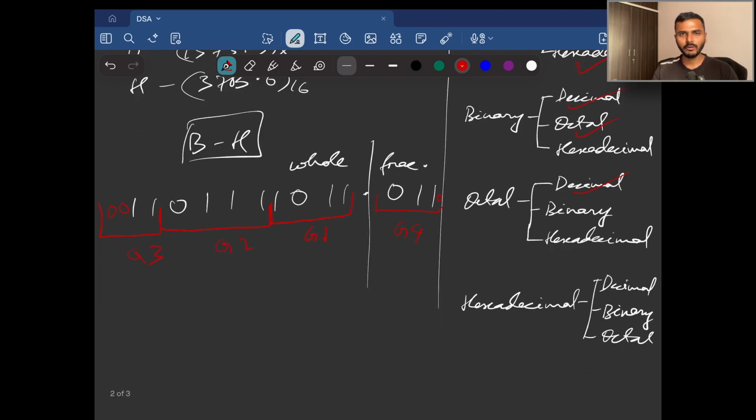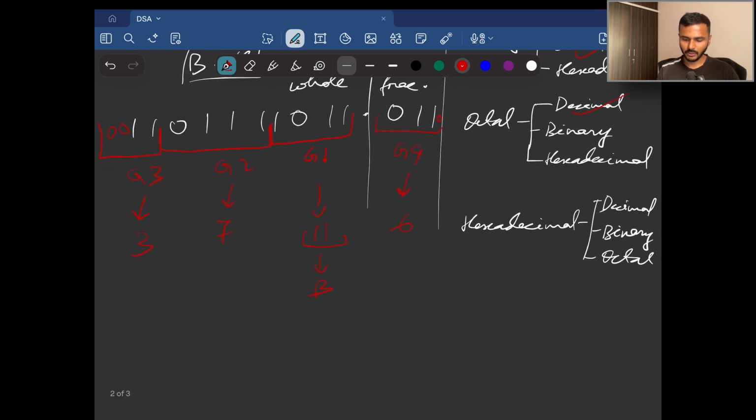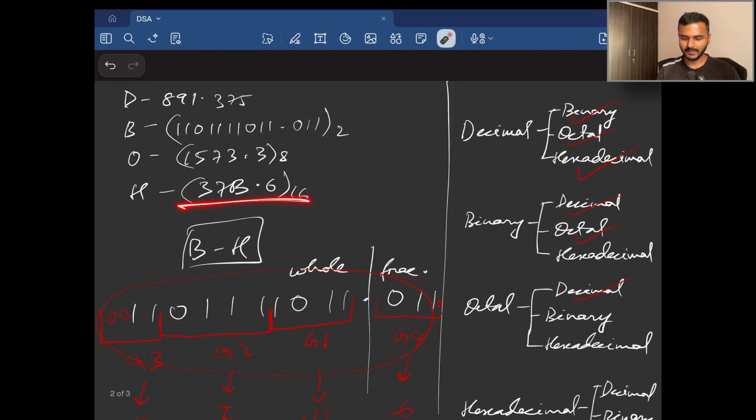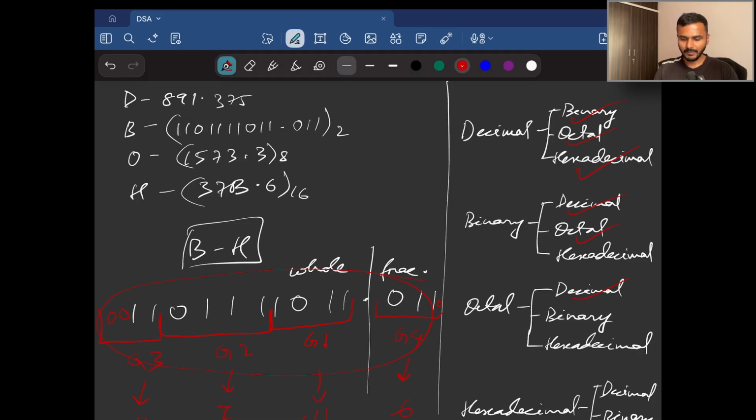Now, we are going to convert each group into its decimal equivalent. So 1011 will be 11. This one will be 7. This one will be 3. And this one over here will be 6. Now, since we are talking about hexadecimal numbers, 11 can be converted to B. So if we combine all of this, we get 37B.6 in hexadecimal when the binary number was this. And this is what we were expecting. So this is how we can convert a binary number into hexadecimal, and we're done with this as well.